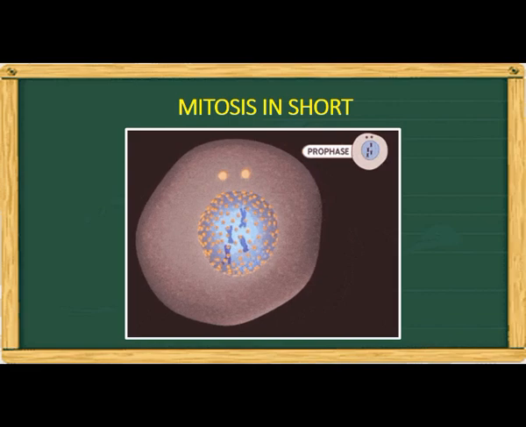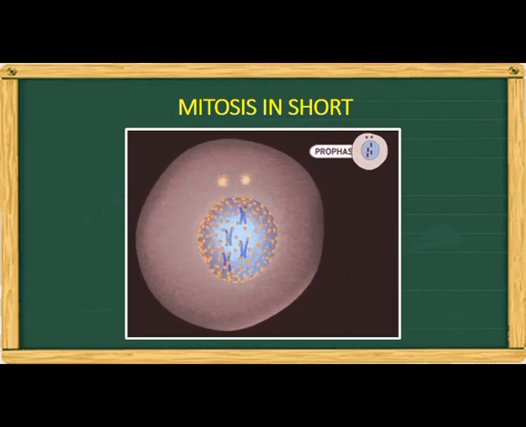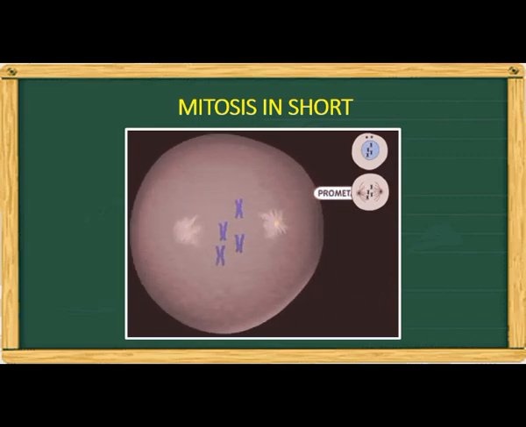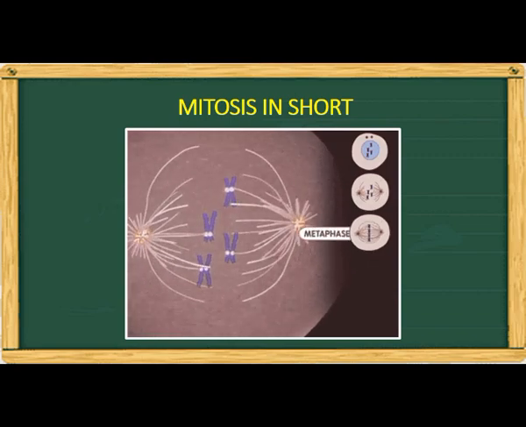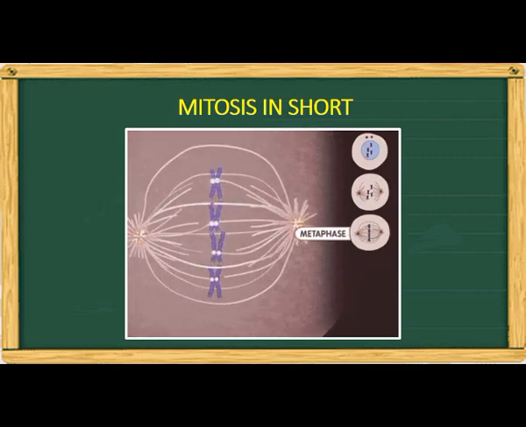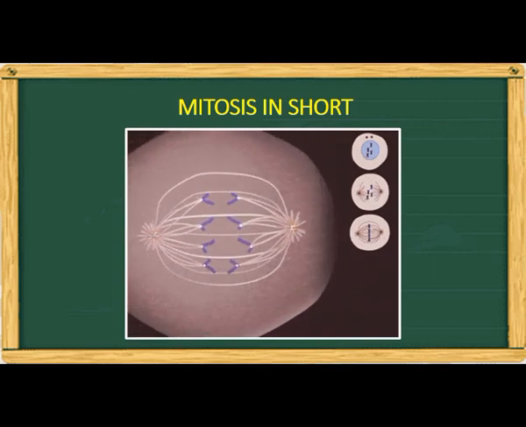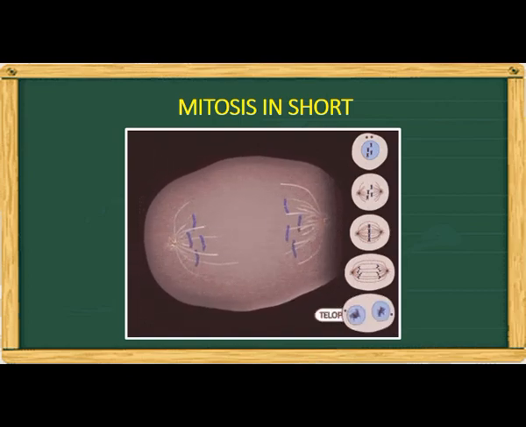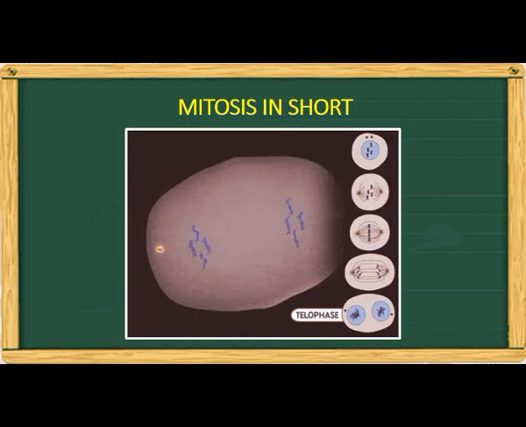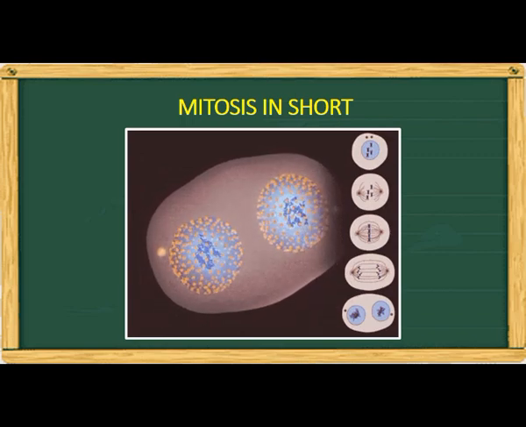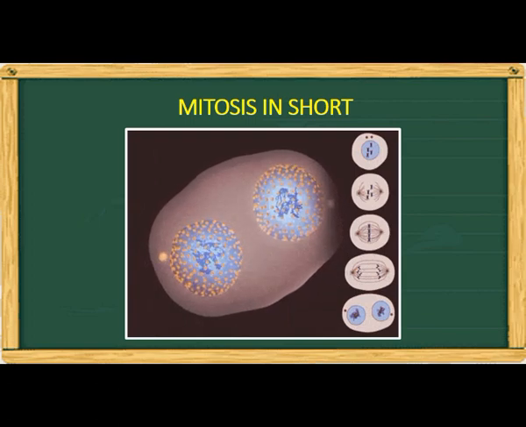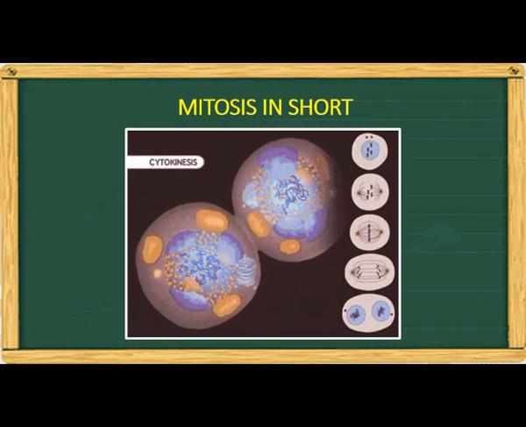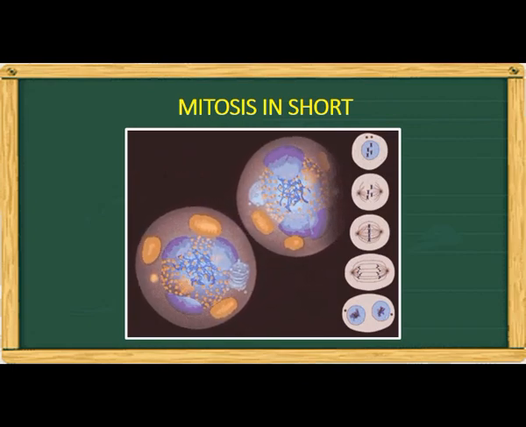Mitosis in short. Prophase, pro-metaphase or the late prophase, Metaphase, Anaphase, Telophase, and finally cytokinesis, resulting in two daughter cells with the same genetic material.